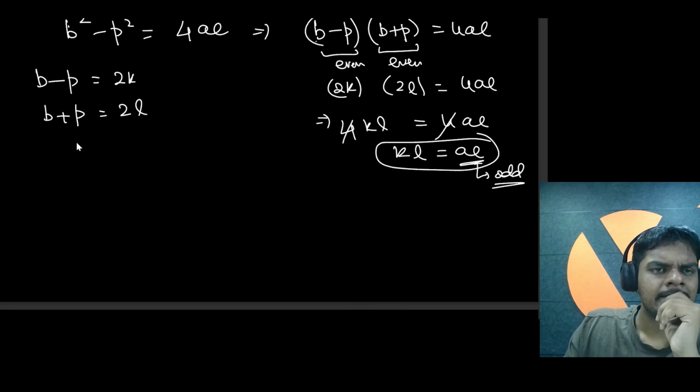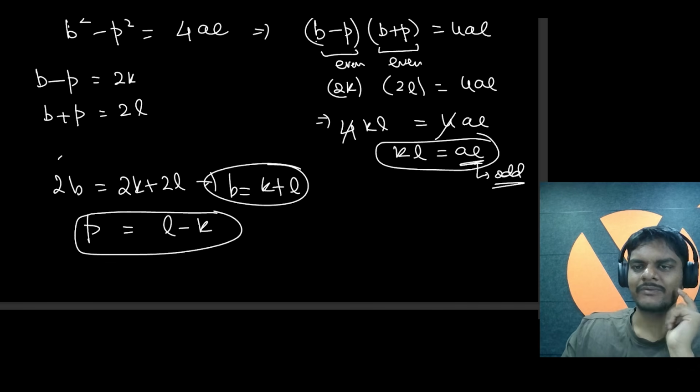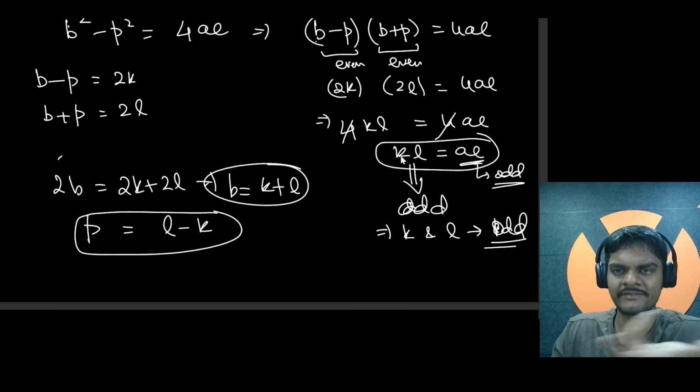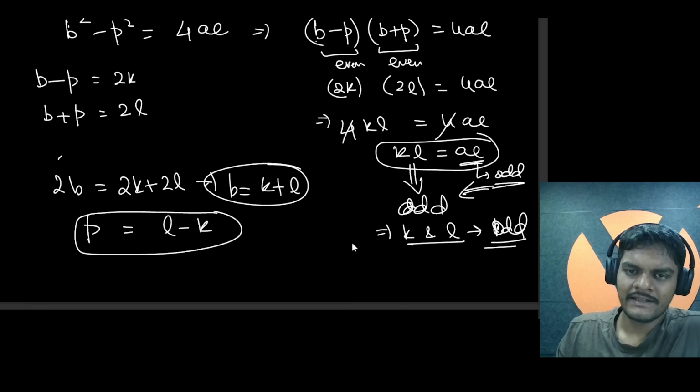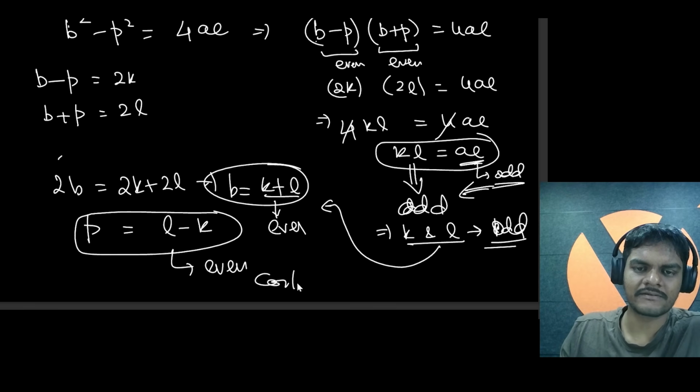Now, what do we find? 2B is equal to 2K plus 2L. So that will imply B is K plus L and P is L minus K. Now, if this is odd, that means this is odd. That will imply K and L have to be odd again. If one of them is even, then the product will be even. No? This is odd implies this is odd. That means K and L are odd. That implies K plus L, this is supposed to be even. And this is also supposed to be even, which is a contradiction.